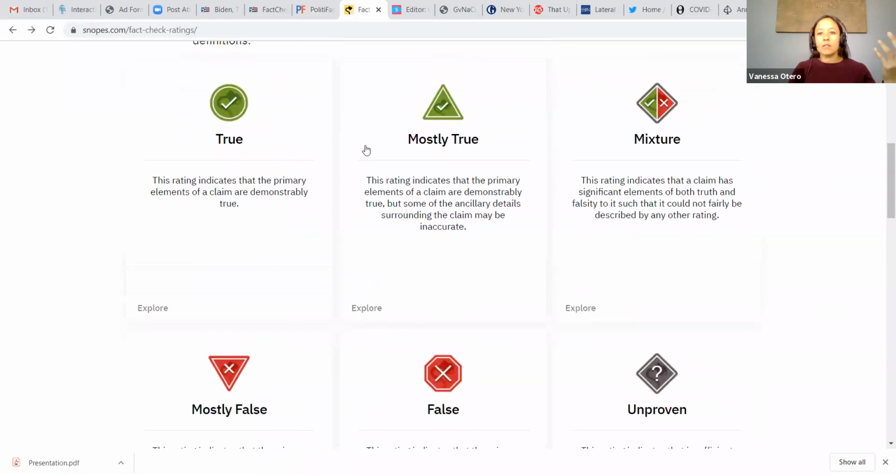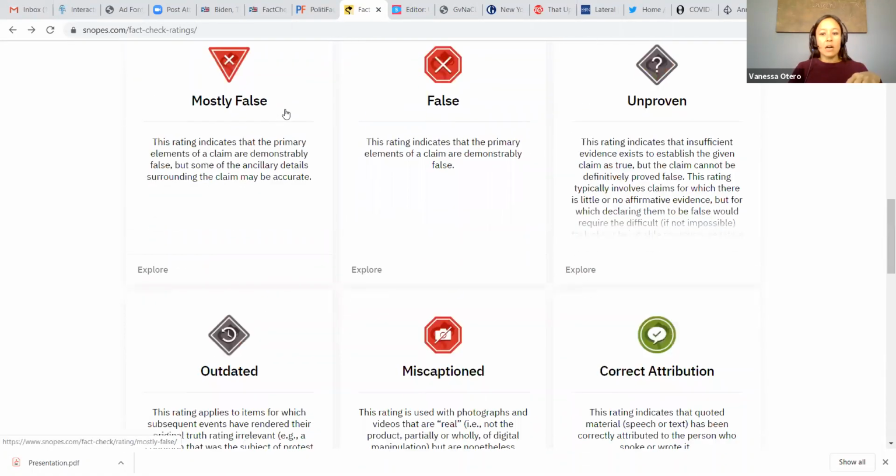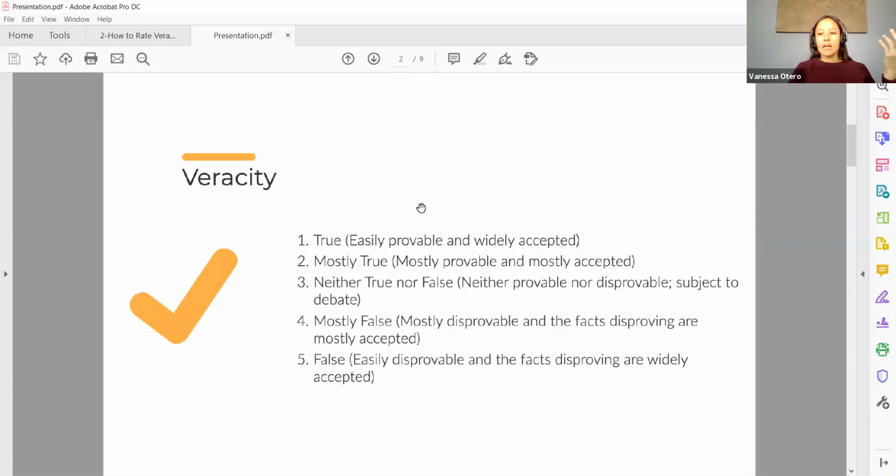Same thing with Snopes. Can you see my browser that shows the Snopes screen? They actually have a number of other ratings, but when it comes to veracity: true, mostly true, mixture, mostly false, false, and unproven. And discarding this binary in the first place is extremely helpful. All right, where did my meeting controls go? Okay, I'm going to go back to sharing my PowerPoint presentation. So hopefully you can see that.